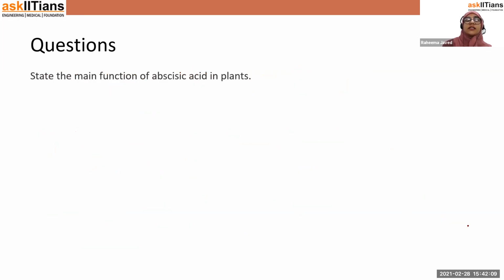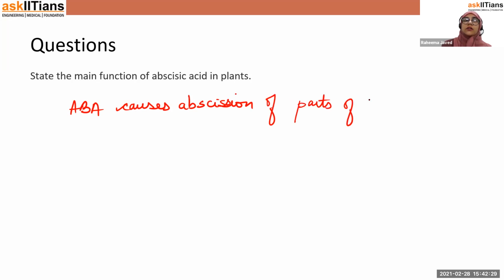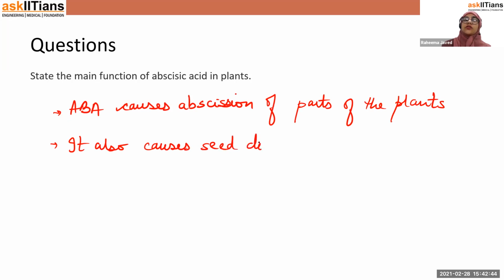State the main function of abscisic acid in plants. Abscisic acid, I'm writing the abbreviated form, that is ABA. Abscisic acid causes abscission of parts of the plant like leaves and fruits, and it also causes seed dormancy. It also promotes the dormancy of the seeds. Okay, so let's move on.